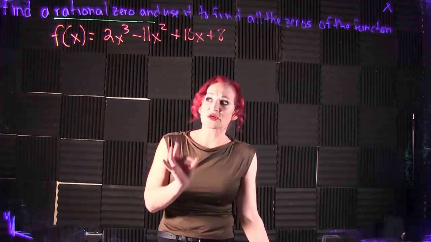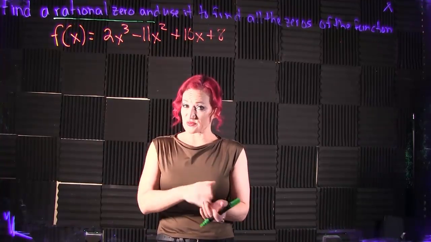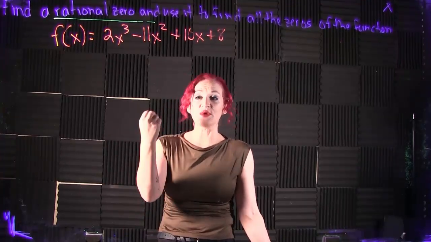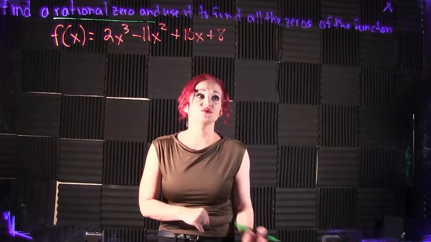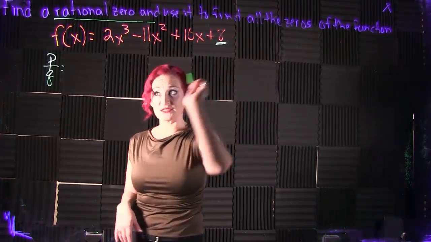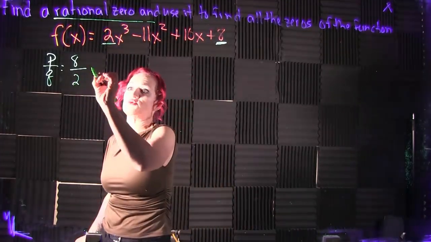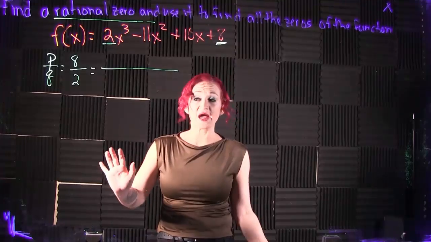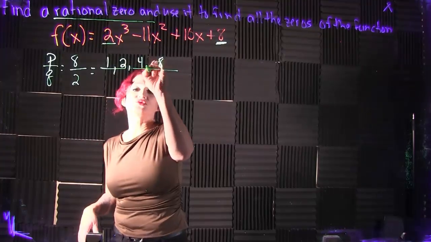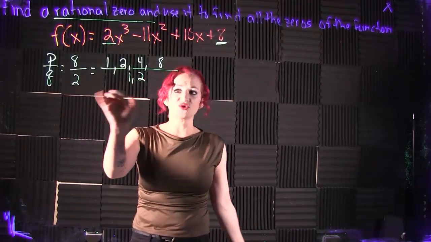So that's a clue to use the P over Q process, where we find all possible rational zeros and use those along with synthetic division to test until we find at least one zero that we can use. So that's doing P over Q, where P stands for your constant term, which is our 8, and Q is your leading coefficient, which is a 2. What you want to do is find all factors of those numbers. So all factors of 8 are 1 times 8 and 2 times 4. It's everything that multiplies to get 8. Everything that multiplies to get 2 is 1 times 2.